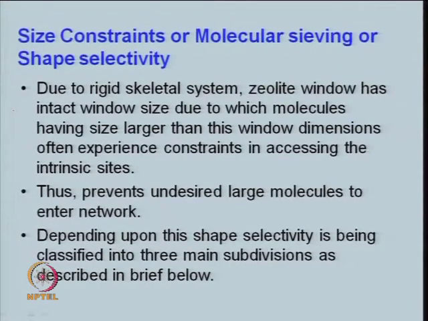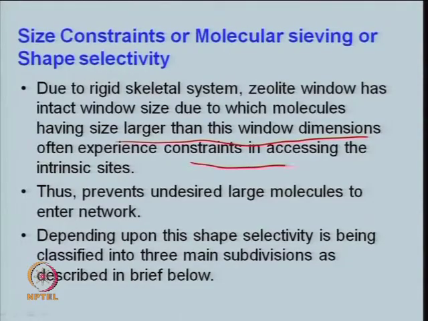So, a definite pore opening, because of the buckyball-like structure where you can have 6 membered rings, 4 membered rings, or 4-4 or 6-6 2D channels. They have a definite kind of opening, and depending upon that, molecules having size larger than this window dimension often experience constraints in accessing the intrinsic sites. They cannot reach. So, it will depend on the kinetic diameter of the molecule versus the pore opening. I should not say pore diameter in the case of zeolite, because the channel has something like A times B dimensions, and it may have different sizes, for example 5.7 times 5.4, a cage structure which may have different openings on the x and y axes.